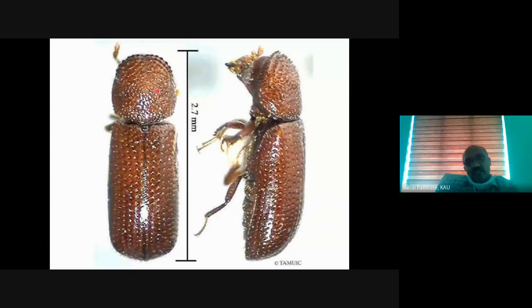Here you see, this is the thorax. Don't think of this as the head. This is the thorax, this is the abdomen, and see the head. If you see from the side, you can see the head is bent downwards and concealed under the thorax. That is a typical feature of the family Bostrichidae. You won't be able to see the head as such. If you see from the top, you will see only thorax and abdomen. And from the side, the head is bent downwards and concealed under the thorax.